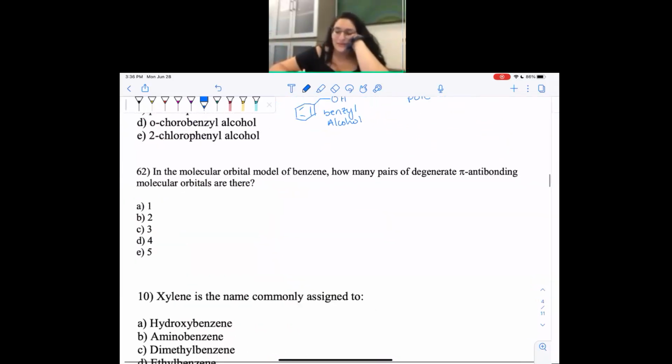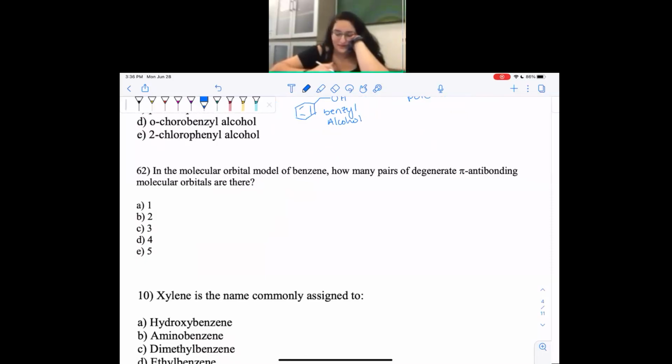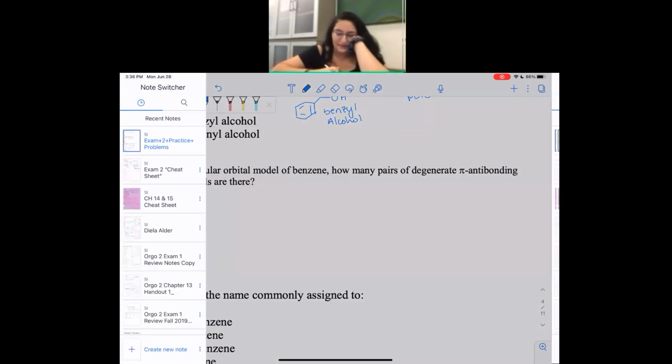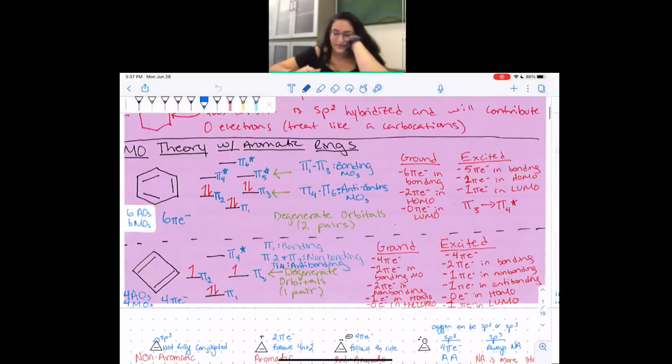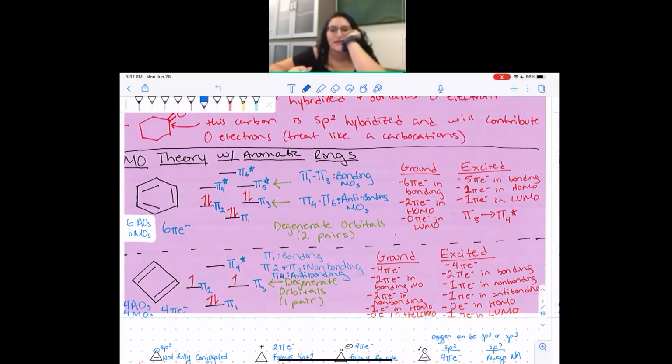So, molecular orbitals for benzene. I'm going to very quickly open this up, and we're going to talk about the molecular orbital theory of aromatic rings. We already went over MO theory in a lot of detail for chapter 12. For chapter 13, when we're talking about benzene or any kind of aromatic compound, it's going to be very similar, but there are going to be ever so slight differences.